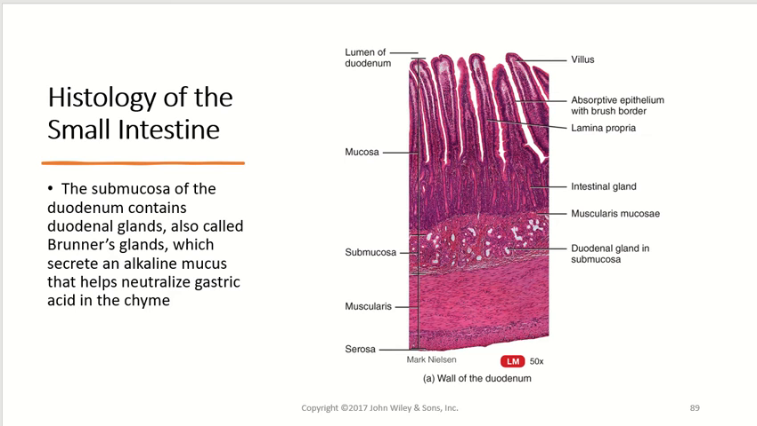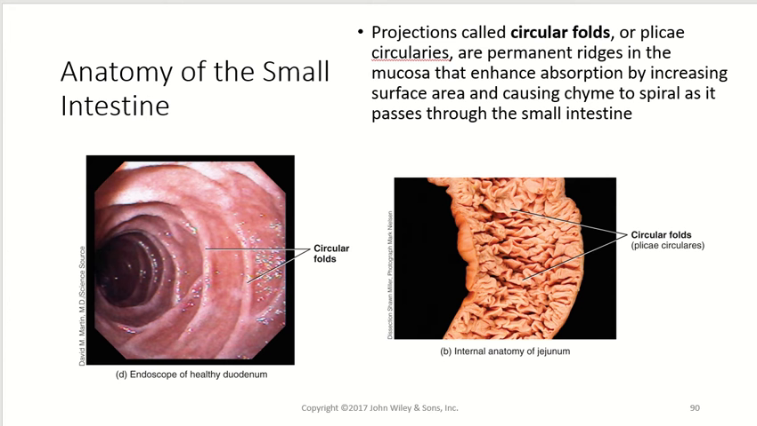Moving forward then with this histology, the submucosa of the duodenum is going to contain duodenal glands. These are also called Brunner's glands, and these are going to secrete an alkaline mucus that's going to help to neutralize that very acidic gastric acid that's in the chyme. So it helps to neutralize the pH there, so that absorption can take place more readily, and so we don't damage those cells in the intestine.